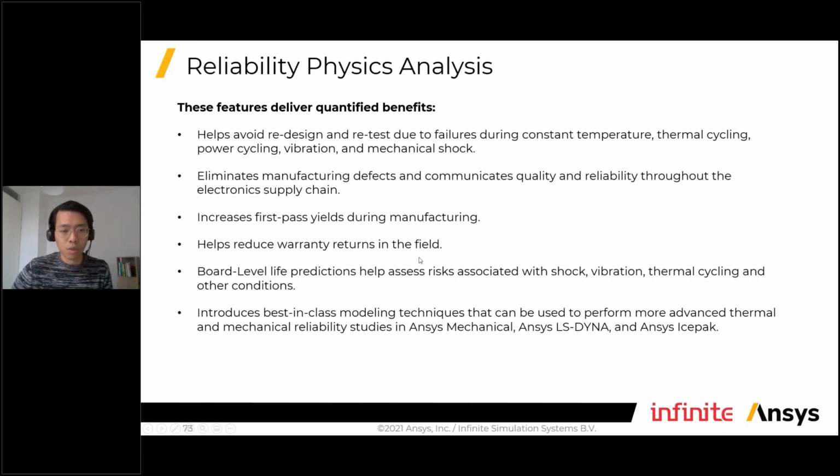Make sure that your delivered quality meets the requirement even after the entire product lifetime. The board life prediction helps assess the risk, and eventually we are using the best in class modeling techniques, really helped democratize the FEA difficulty for a design engineer.